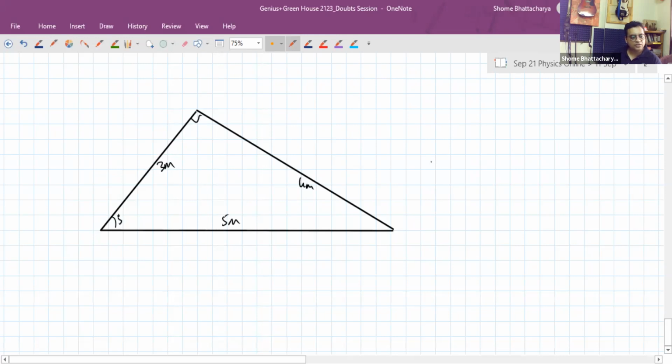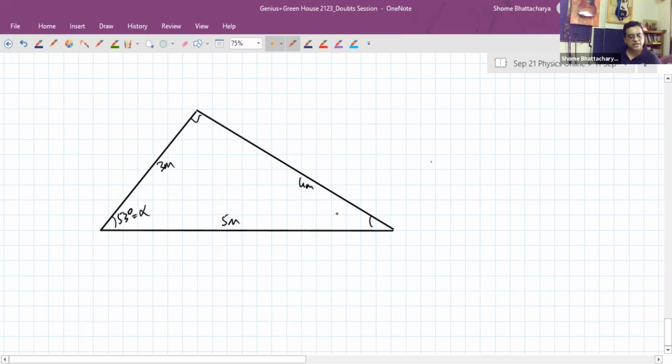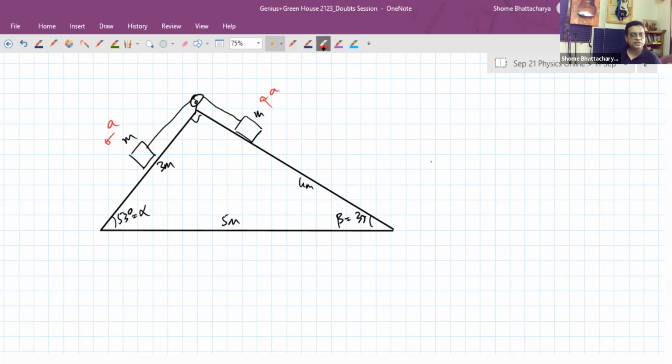And this angle is how much? It is 53 degrees. So let's call this alpha, let's say. And let's call this angle beta, which is 37 degrees. Okay. So now it's just a matter of the free body diagrams. Okay. Both the blocks are of same mass. But therefore, which one will dominate? The one on the steeper slope will dominate. If the masses are same, then this will dominate because the mg sine component is greater for it.